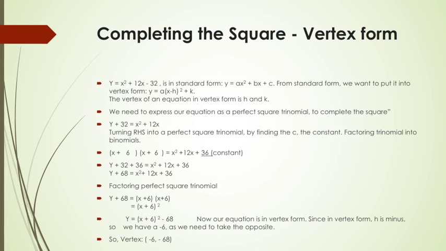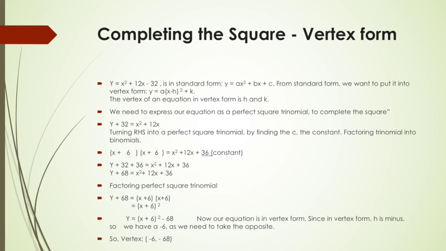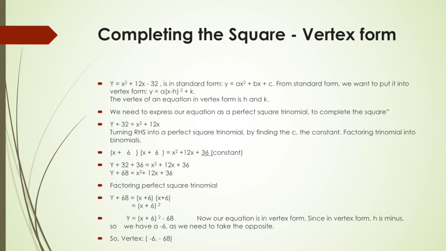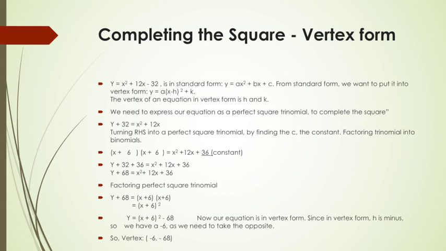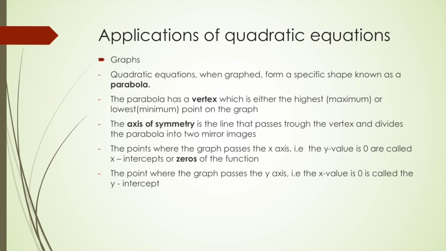Now you got 68. You want the y alone. Now take the 68 to the right hand side. So you're left with y is equal to (x plus 6) whole squared minus 68. So the vertex is negative 6, negative 68, where the h is negative 6 and the k is negative 68. Moving on to applications of quadratic functions.